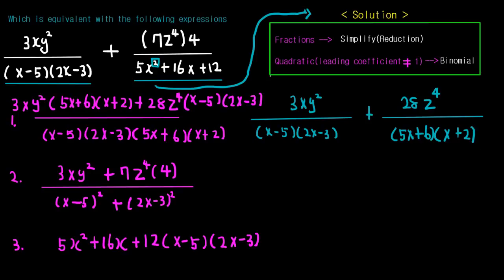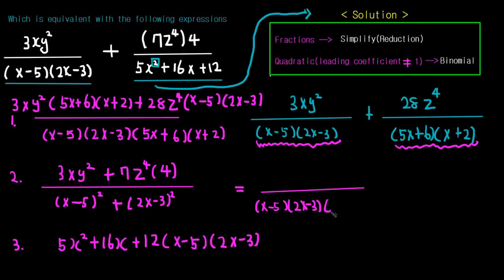So here comes our fraction property. In order to have a reduction to simplify, we need to make a common denominator by multiplying every single factor together except for a common one. But if you look at our denominators, there is no common one, which means we can just multiply every single term. So in the denominator, it is going to be x minus 5 times 2x minus 3 times 5x plus 6 times x plus 2. The numerator is going to be 3xy squared.